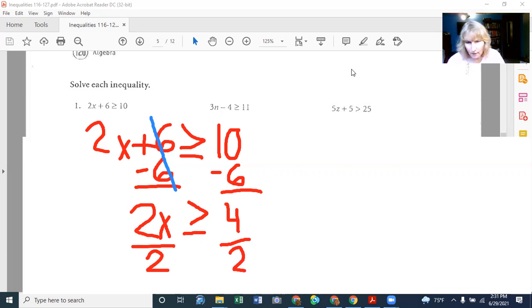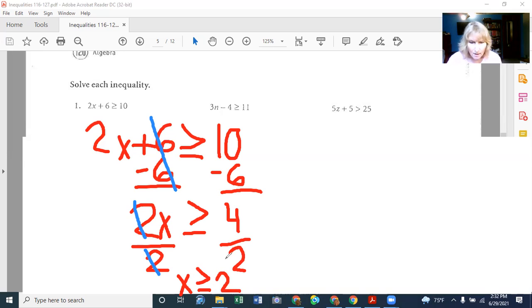And then you'll notice that the 2's on the left side will cancel each other out to 1, leaving us with just 1x or x. And on the right side, when we solve that, it's 4 divided by 2. So we're going to be left with x is greater than or equal to 4 divided by 2, which is just 2. So we have solved the inequality. All values that are greater than or equal to 2 should yield a true statement. So let's test that out. Let's give it a try.